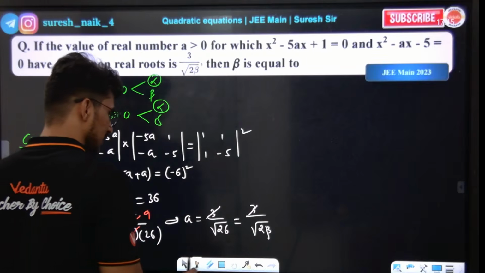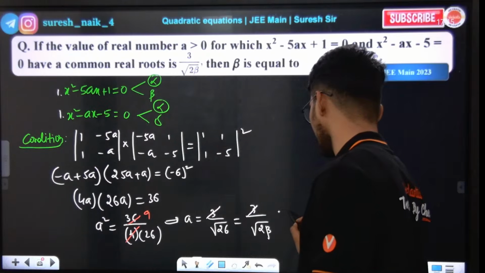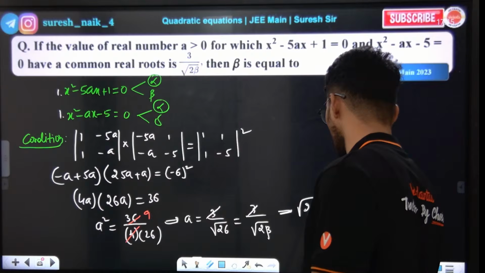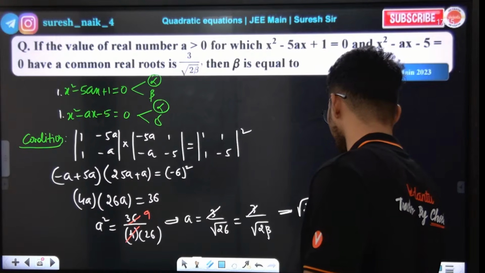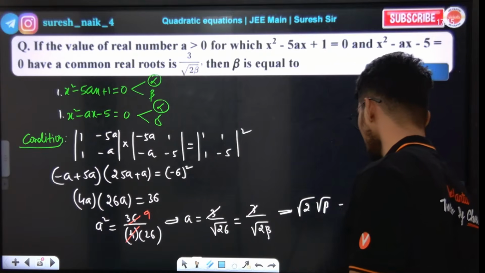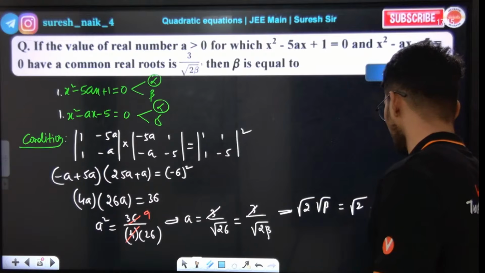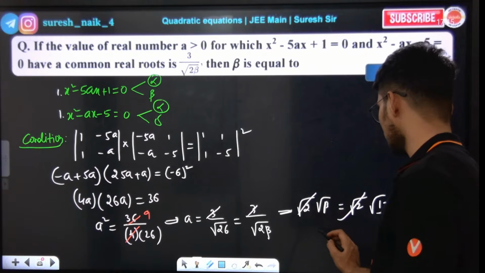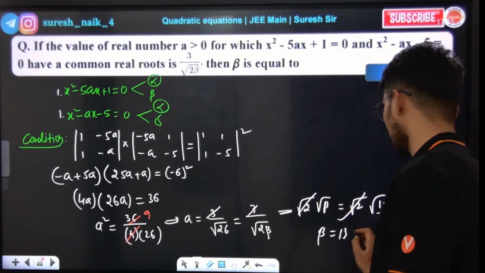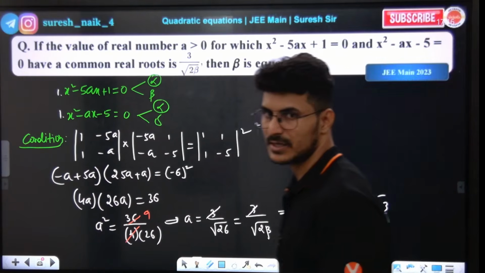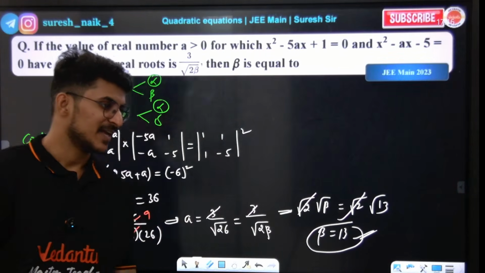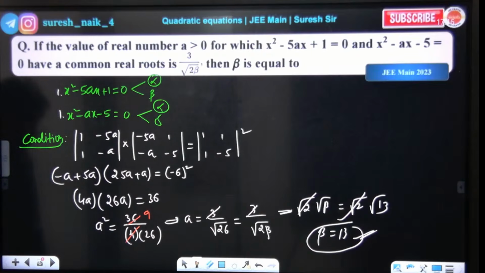This cancels here. So root 2 into root beta is equal to root 2 into root 13. This cancels, so the beta value is 13. 13 is the answer. Any doubts? How is the question, guys? I am getting beta value 13.